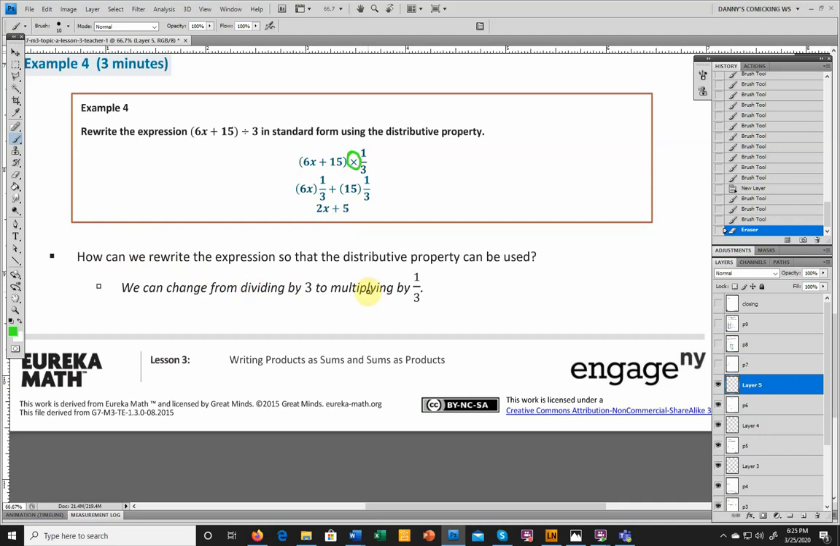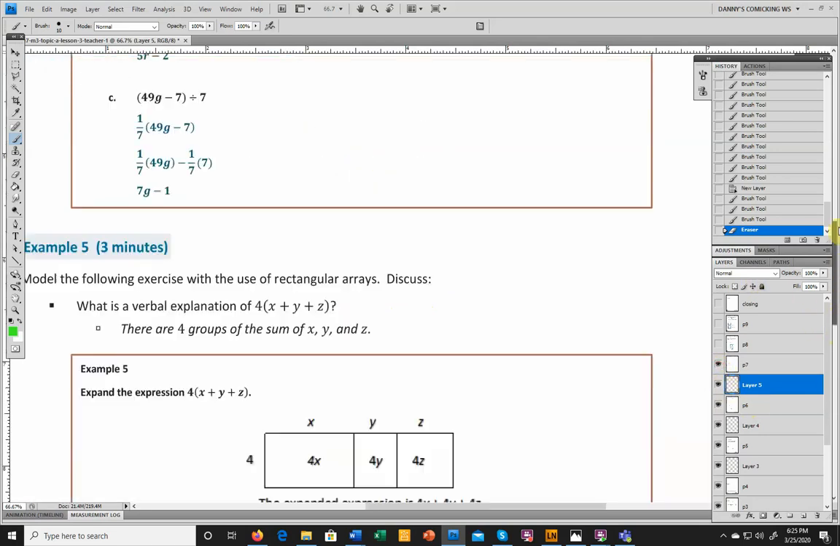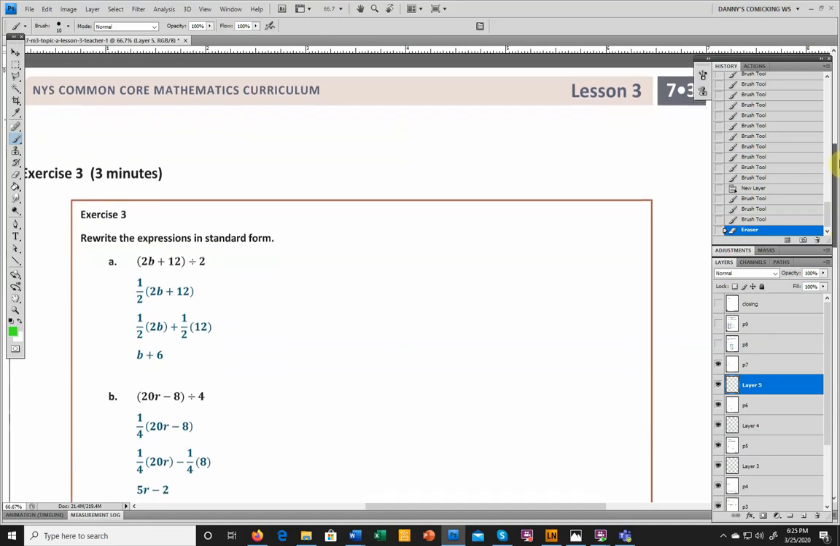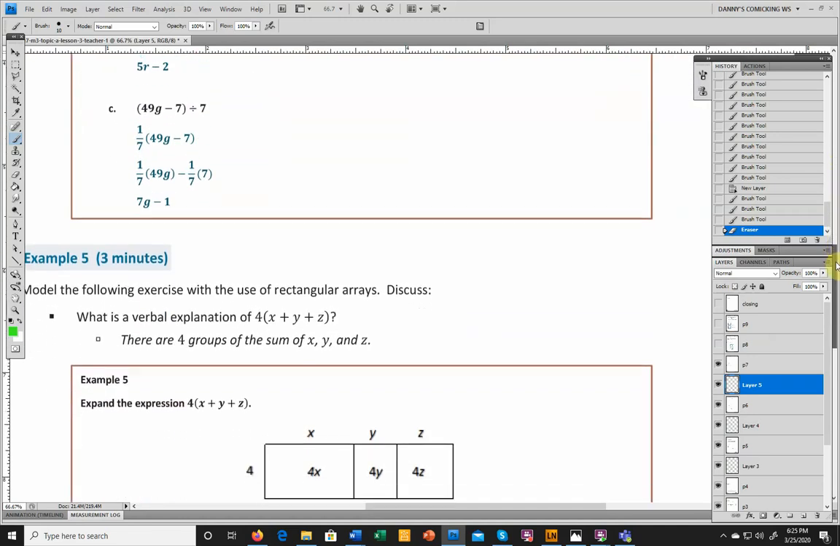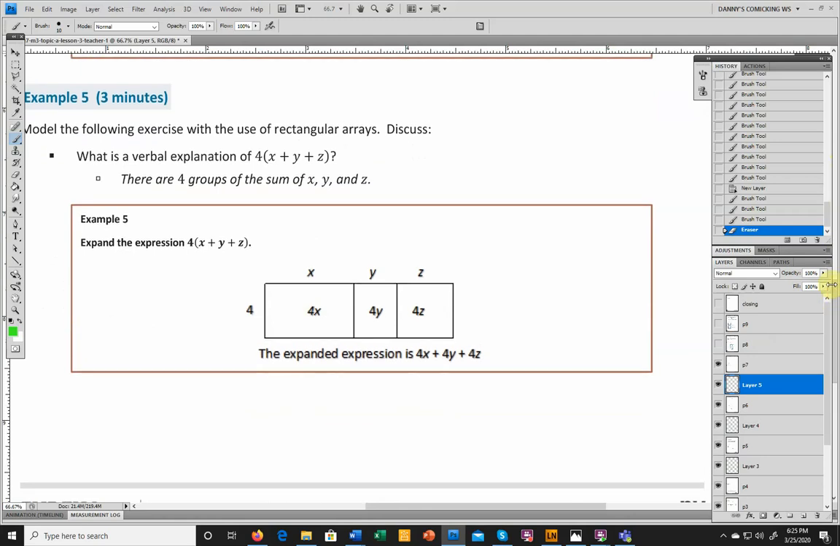How can we rewrite the expression so that the distributive property can be used? We can change from dividing by 3 to multiplying by 1/3, and that is what we did. All right, let's see what the next page has to say. So this is an exercise. I'm going to have you guys do that on your own. It's going to be based on what we just learned.